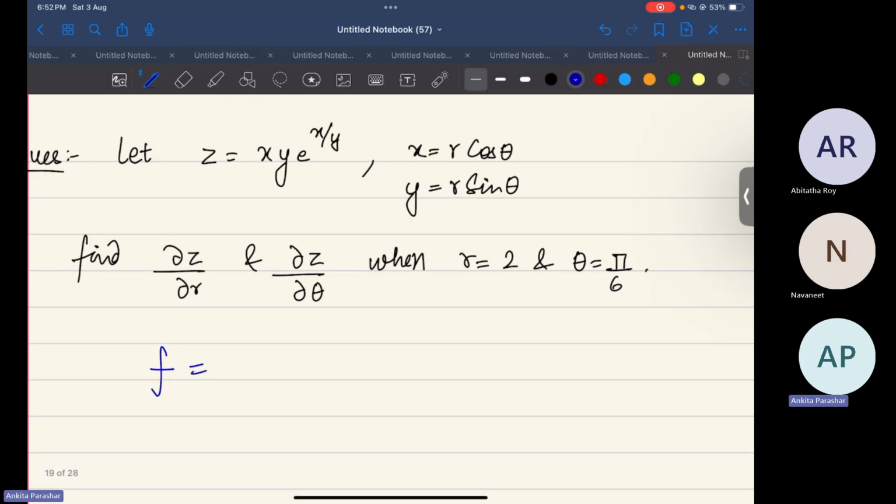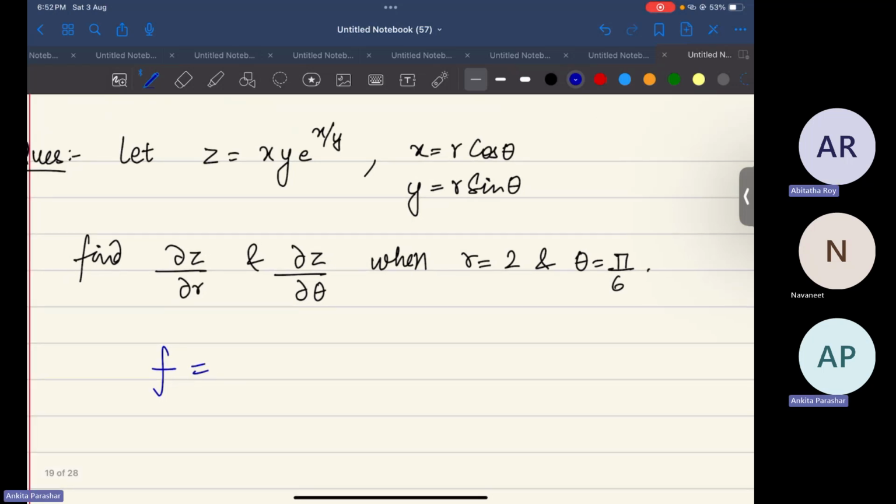So the function is a function of r comma theta. So your f, which is z, is nothing but... right. So f can be written as... how do I write the composition? Can you help me?